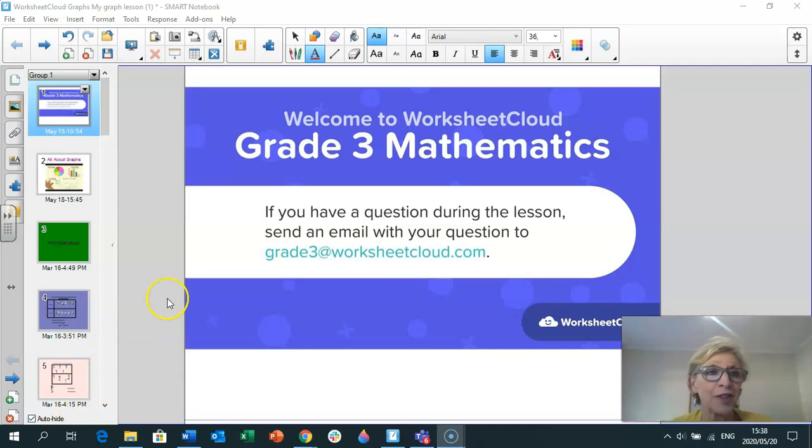And today we're going to carry on looking a little bit more at graphs, because we started with pictographs the other day, and now we're going to be looking at other graphs. So let's see what we've got in store for ourselves today.